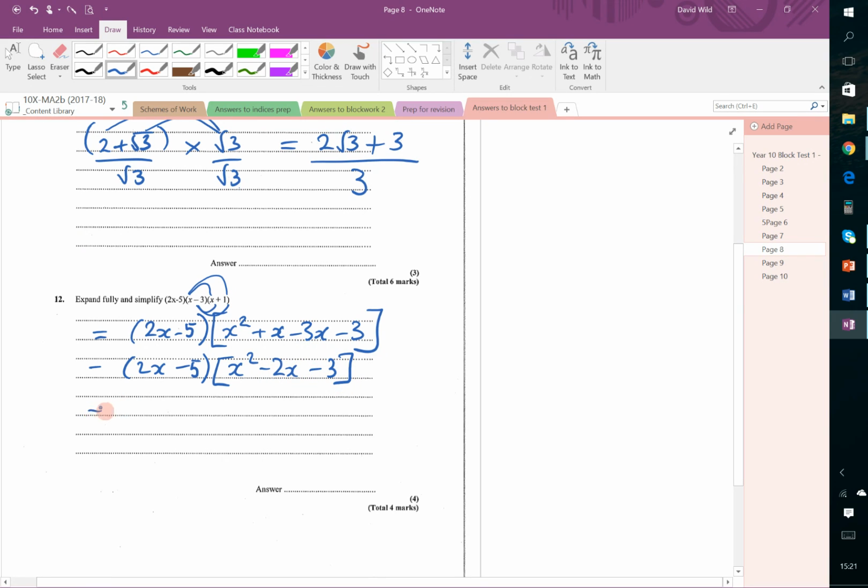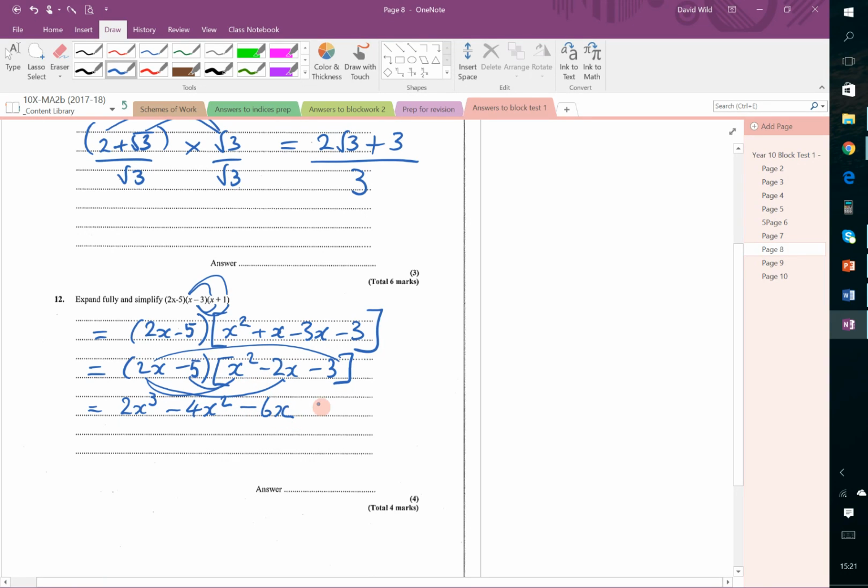Now I'm going to multiply out these two brackets. 2x times x squared is 2x cubed. Not raised to the power 5. I don't know how anyone got raised to the power 5, but nevertheless. 2x times minus 2x is minus 4x squared. And 2x times minus 3 is minus 6x.